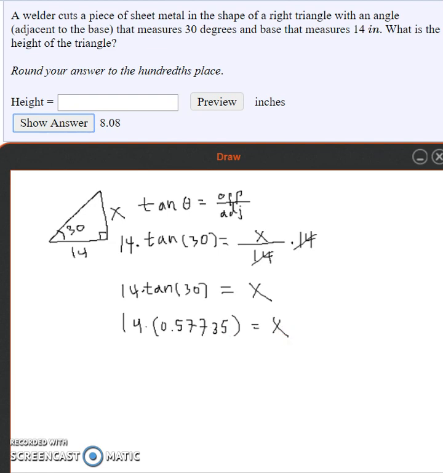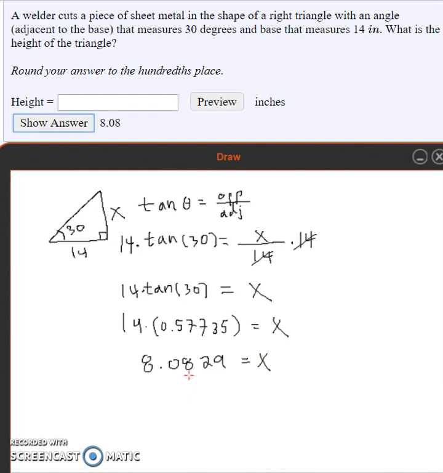And now we'll just multiply 0.57735 times 14. This is approximately equal to 8.0829. And we want to round this to the hundredths place.